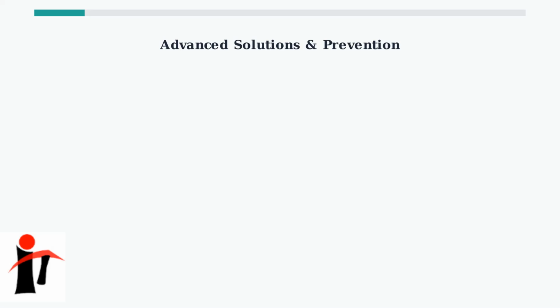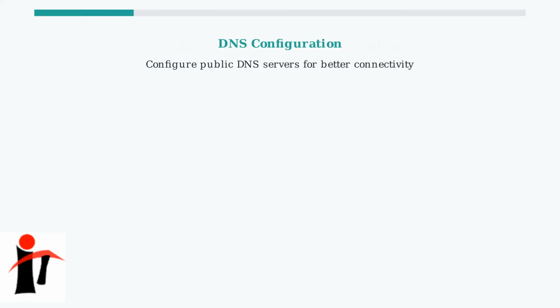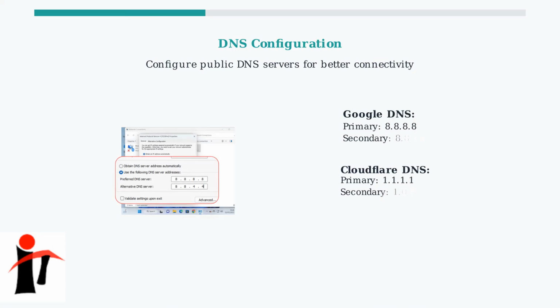These methods require more technical knowledge, but can solve persistent problems. The first advanced solution is configuring your DNS settings. DNS servers translate website names into IP addresses, and using public DNS servers can resolve many connectivity issues. Google DNS at 8.8.8.8 and 8.8.4.4 is widely used and reliable. Cloudflare DNS at 1.1.1.1 and 1.0.0.1 offers fast performance and privacy features.